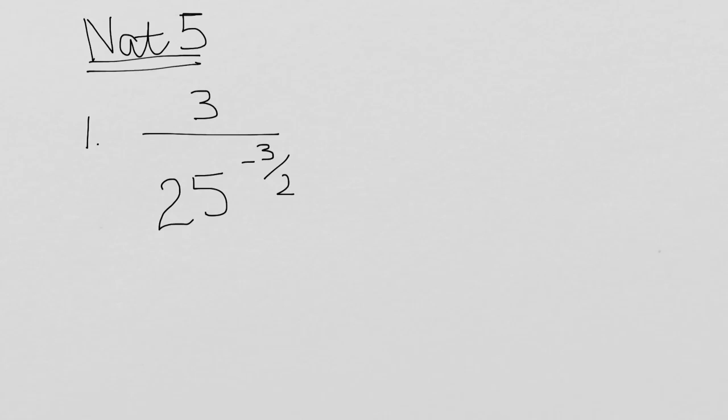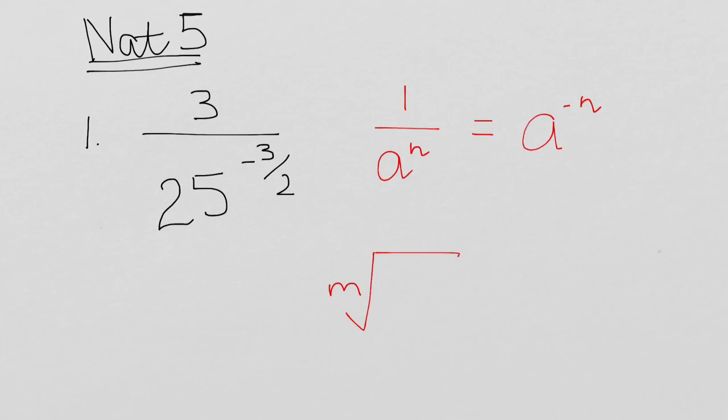Now you need to use your laws of indices. The first one being, if you have 1 over a to the n, this is equal to a to the negative n. The second law you're going to have to use is the mth root of a to the power of n equals a to the n over m.